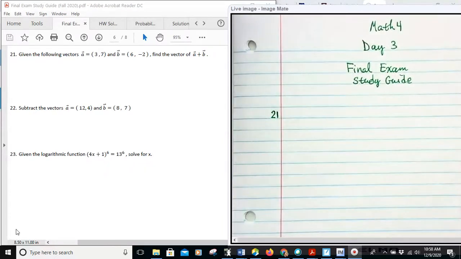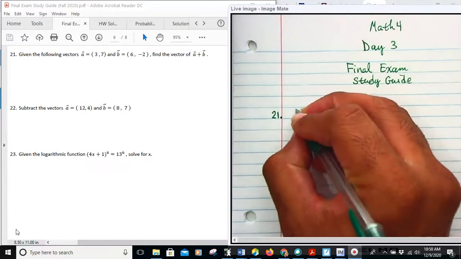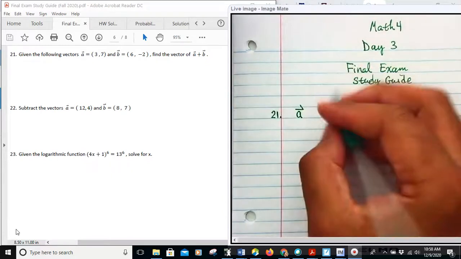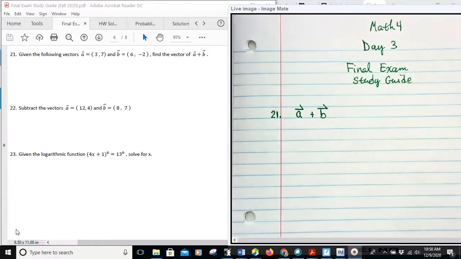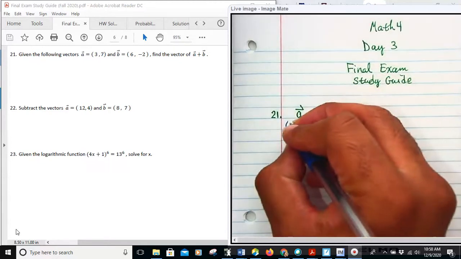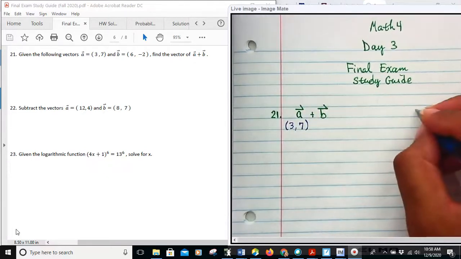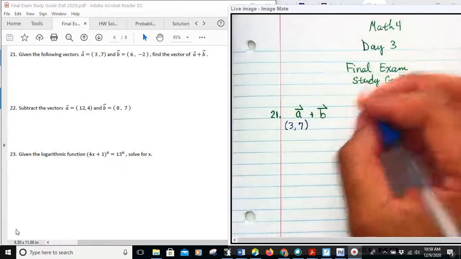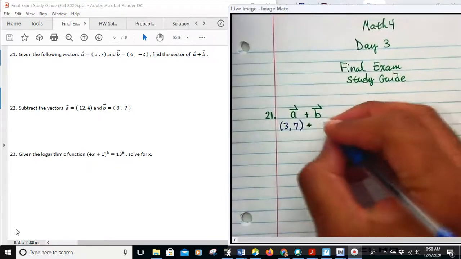All right, so 21 is talking about vectors. We have vector A and vector B, and we're going to add those two vectors together. They want to know what is the sum of vector A and vector B. So all we're going to do is write down what vector A is and what vector B is. If you remember back in our notes, vectors can have a different symbol too. They could have parentheses, or the little brackets that look like this. Those are all vectors, so this will still work. Depending on what book you look at, you will have it on there.